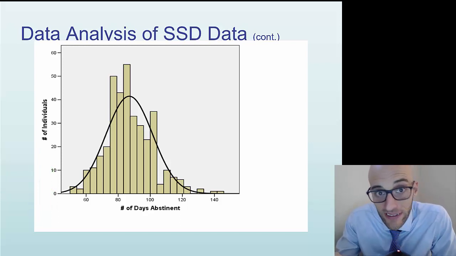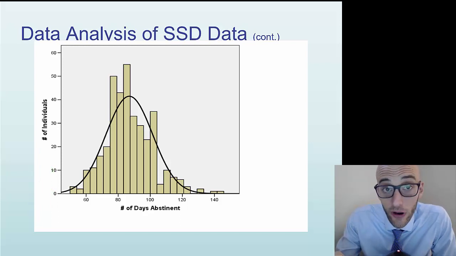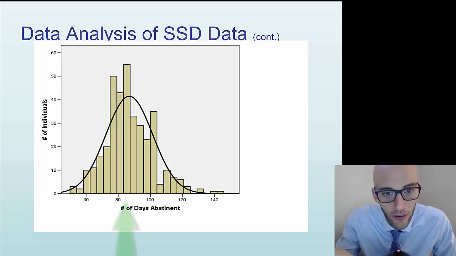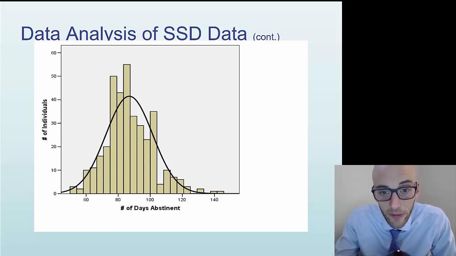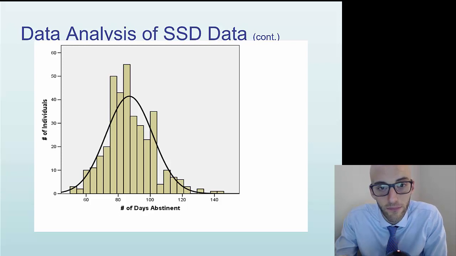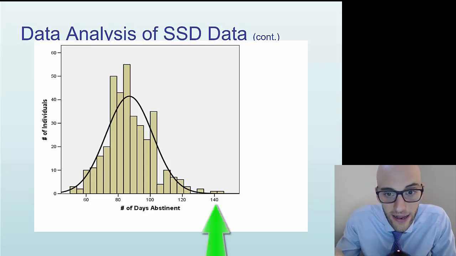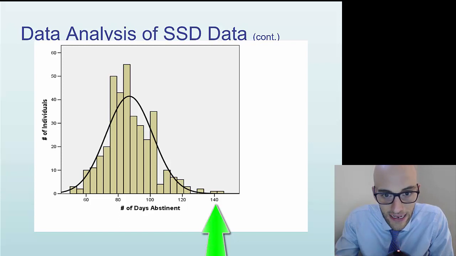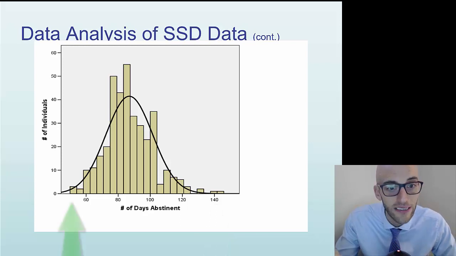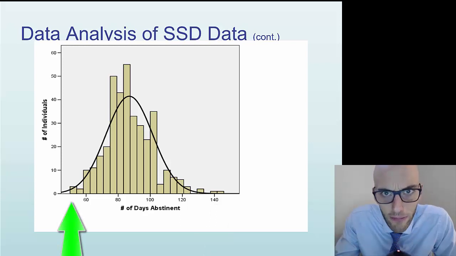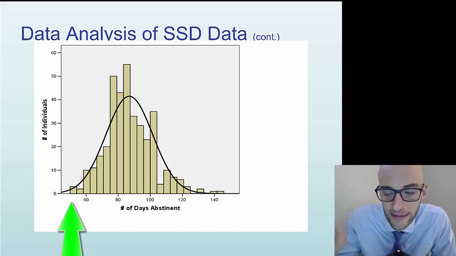So if we're looking at the results of this study, we could see that this is pretty normally distributed. It looks like the average number of people made it about 90 days abstinent from cocaine use. There's a few people on the far positively skewed end that remained abstinent several months down the line. And then there's a few people who barely made it without relapsing. We could assume that probably some of those people received the placebo medication.